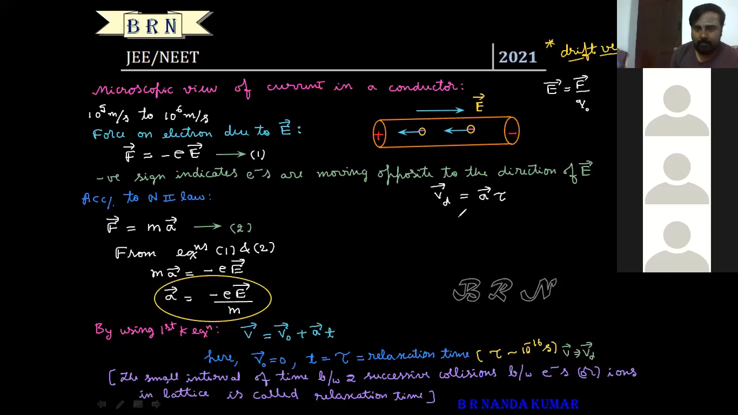So a vector is equal to vd vector divided by tau. Now we have to compare these two equations.